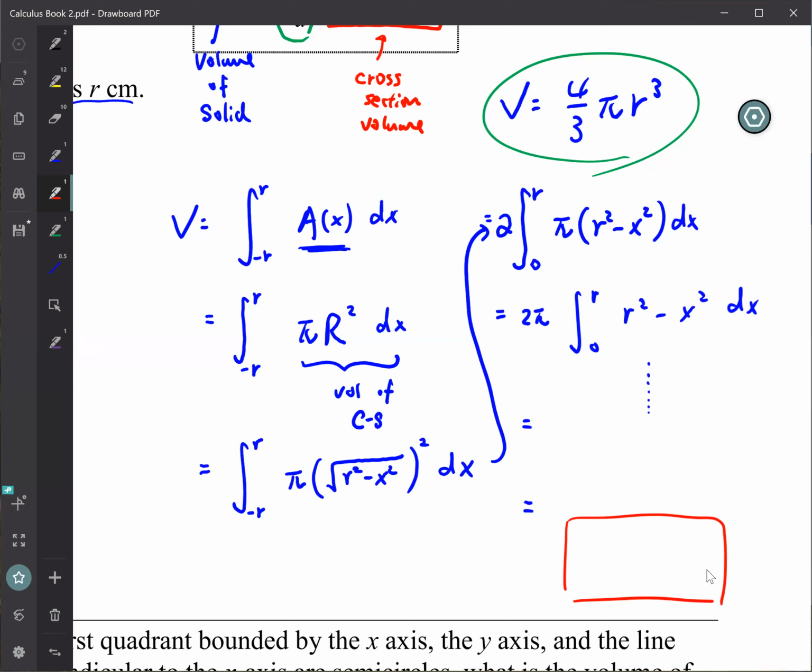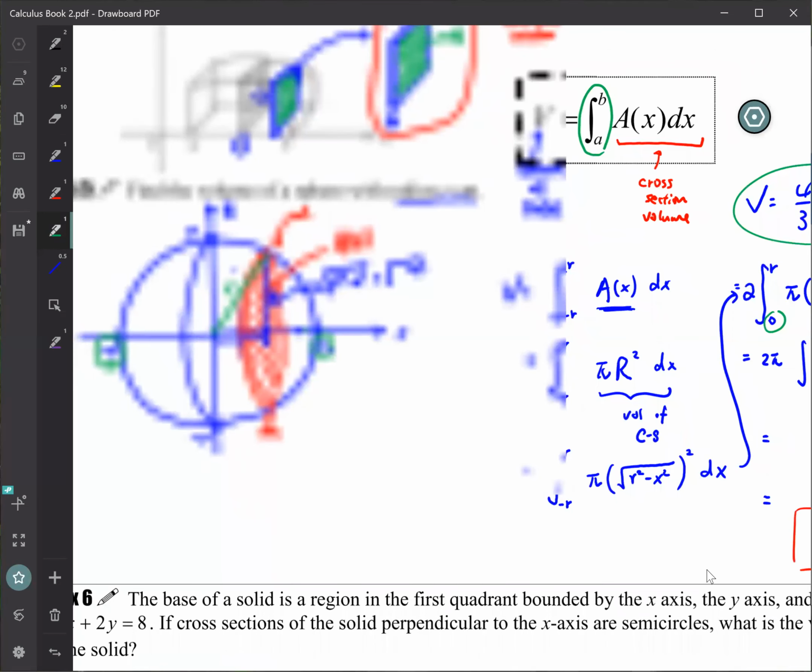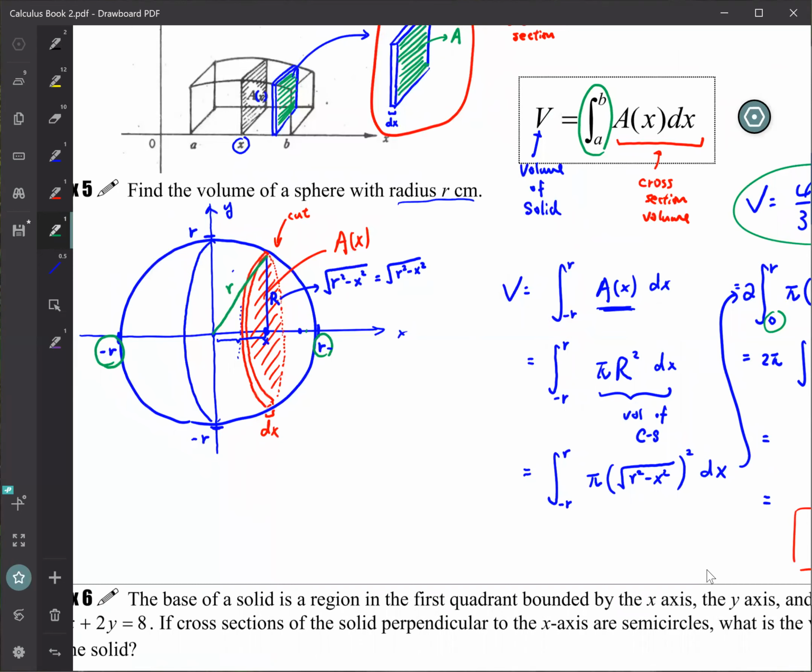Hey, Jason, I'm confused where the 2 came from. The 2, because I changed the boundary from negative R to R, I changed it to 0 to R. And 0 to R is half of the sphere, right? Oh, okay. So I find the volume of only half the sphere and then double it. So it will be the same as finding negative R to R. Make sense? Yep.